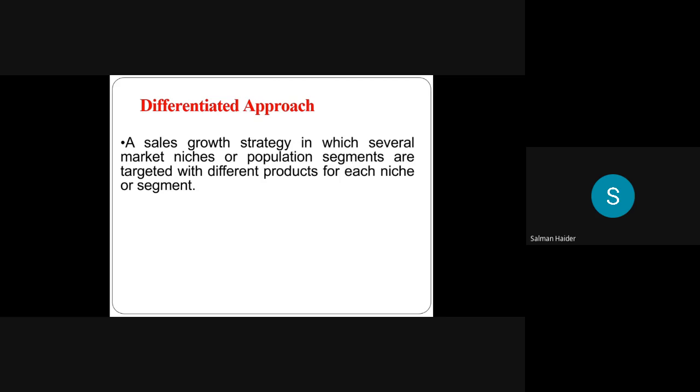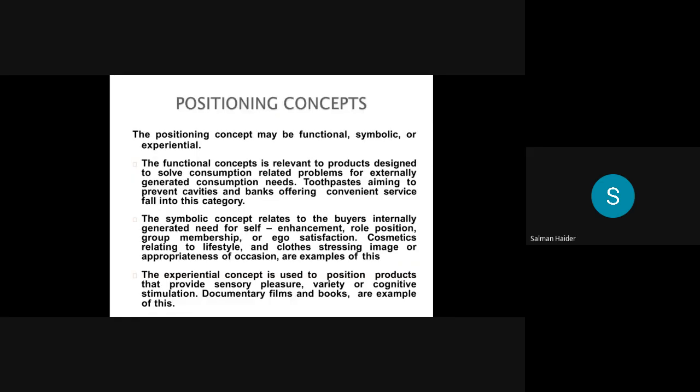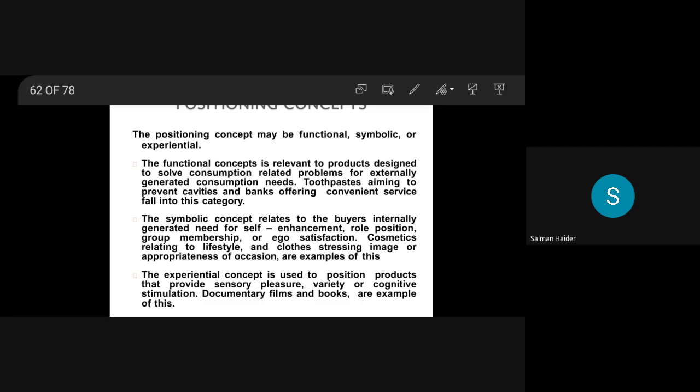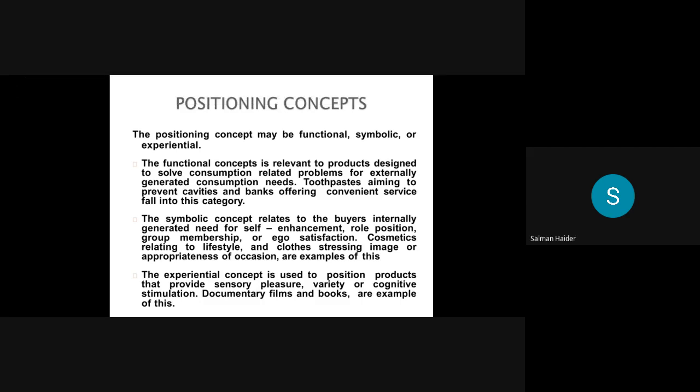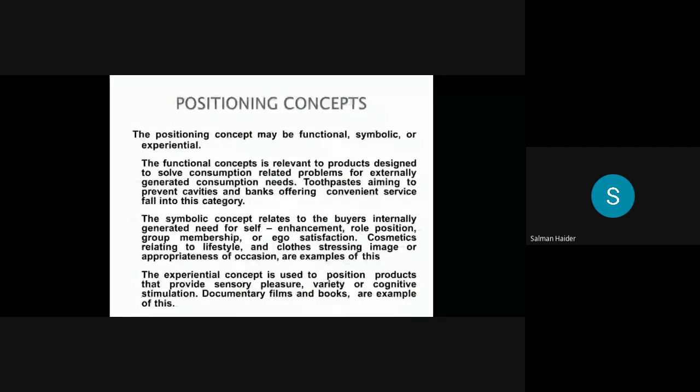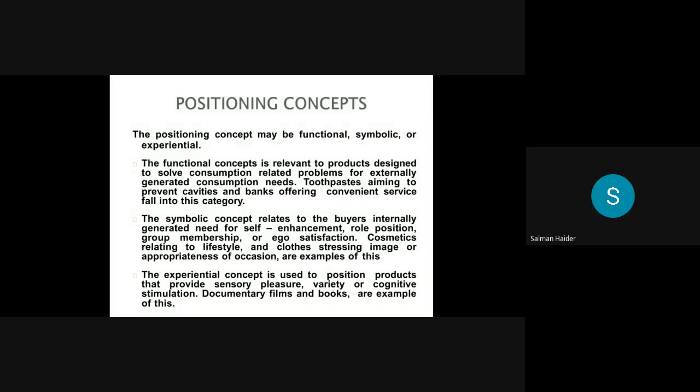इवन लाइक सेगमेंट विद इन अ सेगमेंट, निश मार्केट की बात करें या हम किसी पर्टिकुलर सेगमेंट की बात करें, तो दोज विल बी वेरी इंपॉर्टेंट. पोजिशनिंग concepts. Now, when we talk of positioning is basically how do you position your product? How do you place your product in comparison to the other products in the market? Positioning concept may be functional, symbolic, or maybe experimental. So functional concept is relevant to the products designed to solve consumption related problems for externally generated consumption needs. Toothpaste aimed to prevent cavities and banks offering convenient service fall into this category.